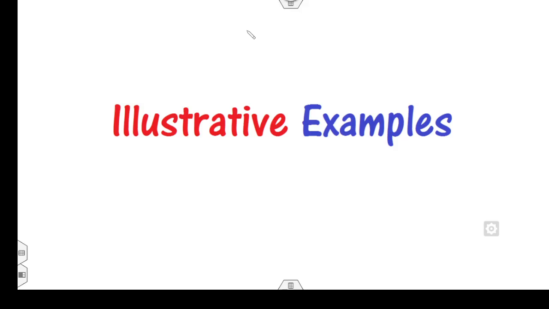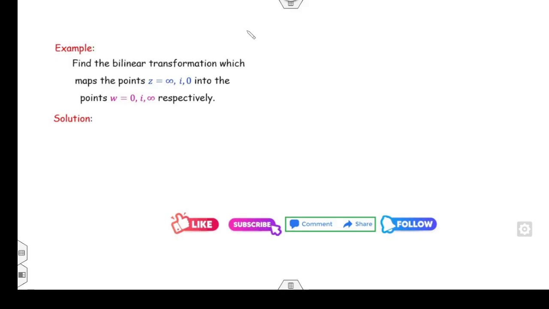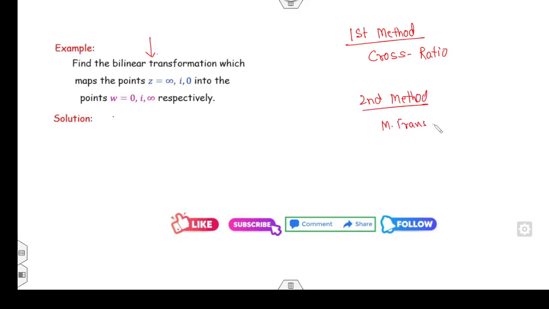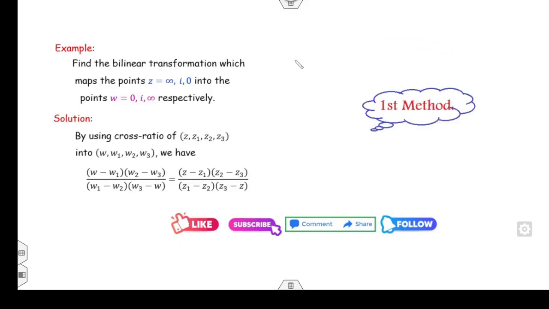Now we will consider some more examples of how we can solve it. For example, find the bilinear transformation which maps z equal to infinity, iota, 0 to 0, iota, infinity. Very simple. I will tell you two different methods. The first method is by using the cross ratio, and the second method is by using the definition of the Mobius transformations. So let's start firstly with the cross ratio.